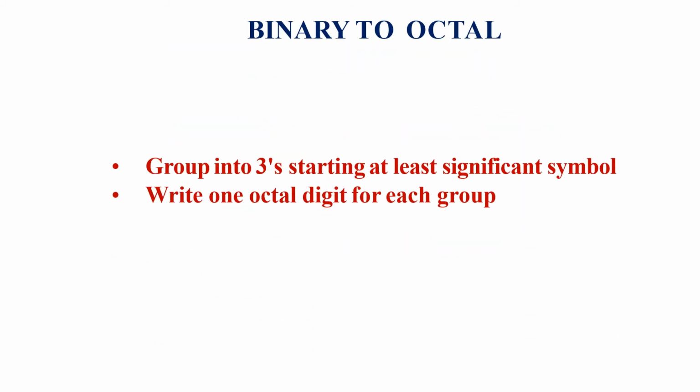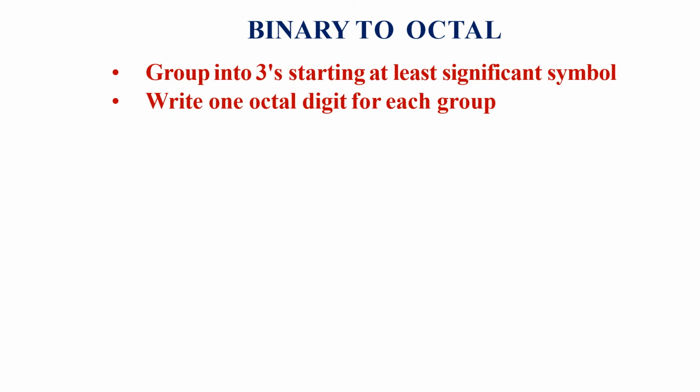First we'll consider binary to octal. Suppose you want to convert any binary number to an octal number, then you have to consider two steps. First, the given binary number has to be grouped into 3, that is, 3 binary digits as a group, starting from the least significant symbol. And then we write the equivalent octal digit for each group.